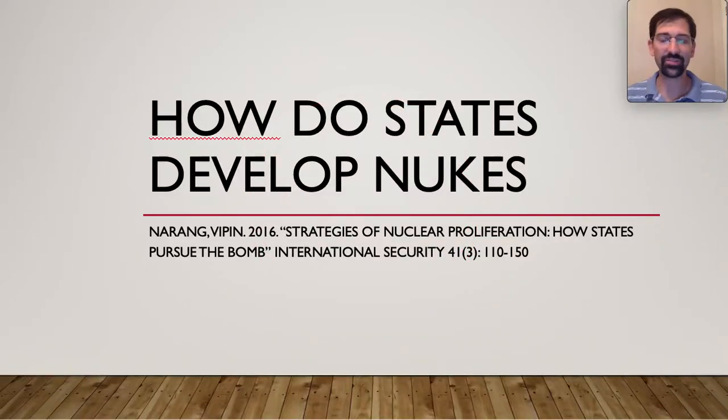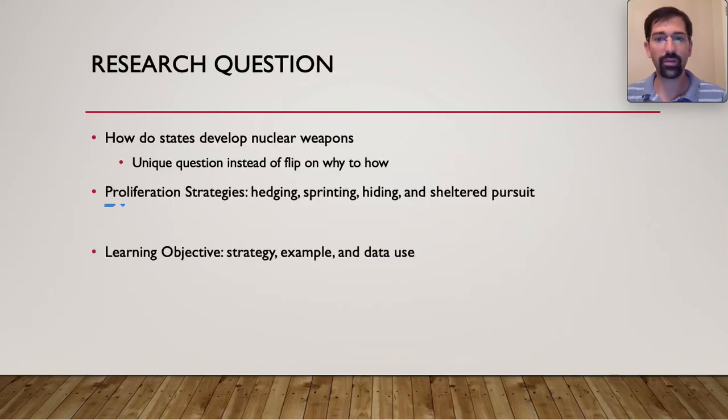Hello, in this discussion, we are going to examine how states develop nuclear weapons. So this is distinct from the previous literature that looked at why states develop nuclear weapons. Most of the literature is about why. And that is the first question that we want to ask, but this investigates how. There are different methods and approaches to achieving nuclear proliferation. This particular article introduces 4 different approaches to developing nuclear weapons: hedging, sprinting, hiding, and sheltered pursuit.